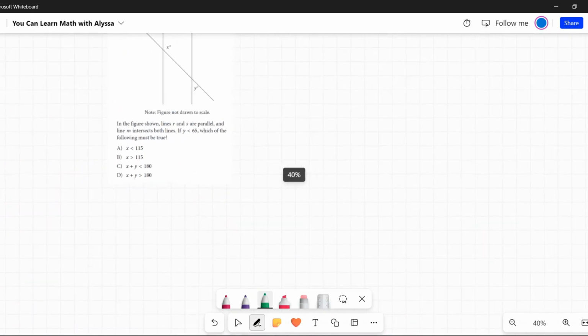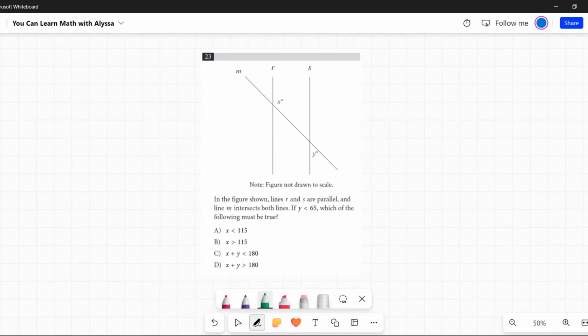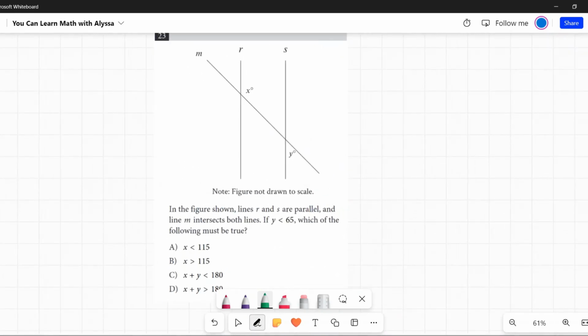All right, let's zoom back in for this one. Number 23, figure not drawn to scale. In the figure shown, lines R and S, there's our two lines, R and S, are parallel. And line M intersects both lines. If y is less than 65, which of the following must be true? They are testing your knowledge of how a transversal, that is a line that crosses two parallel lines, what kind of angles does it make?